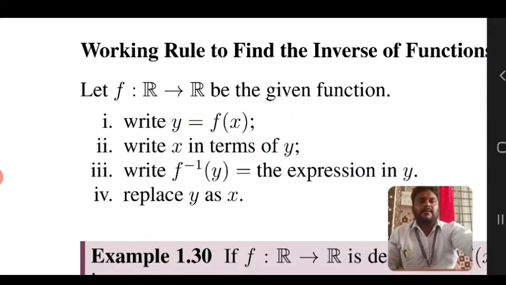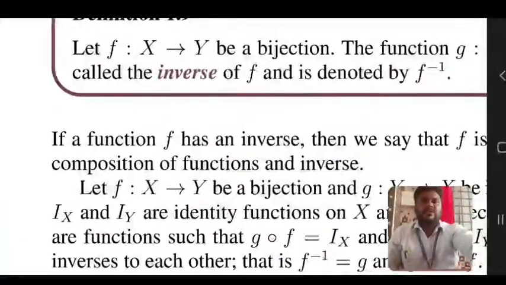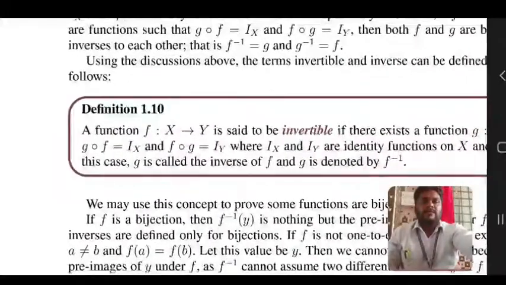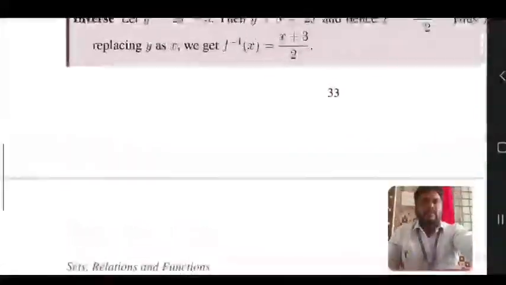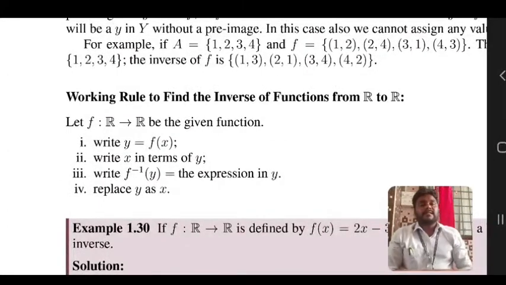Okay, in this video we saw the 3 definitions. First one inverse, second one invertible, and last one finding the inverse of functions from R to R.